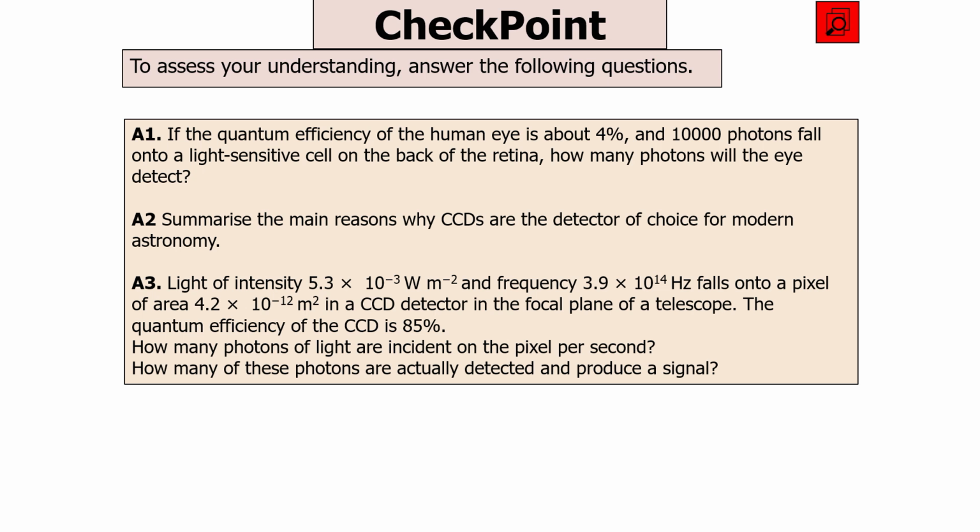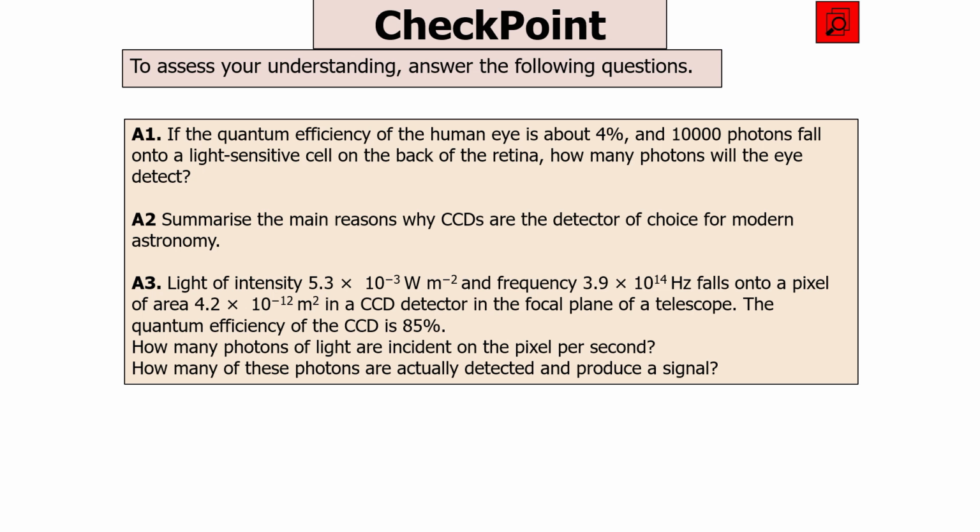Then light intensity of 5.3 times 10 to the minus 3 watts per meter squared and a frequency of 3.9 times 10 to the 14 hertz fall on a pixel of area 4.2 times 10 to the minus 12 meter squared in a CCD detector in the focal plane of a telescope. The quantum efficiency of a CCD is 85%. How many photons of light are incident on the pixel per second, and how many of these photons are actually detected and produce a signal?